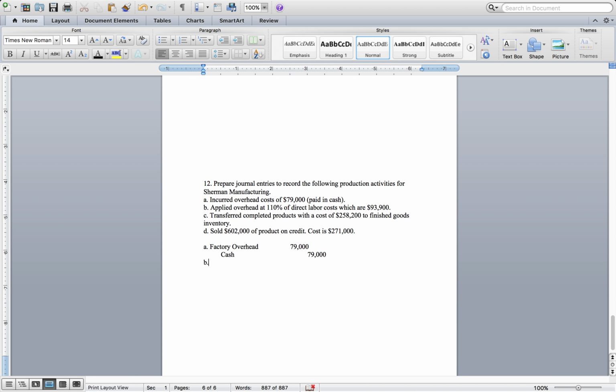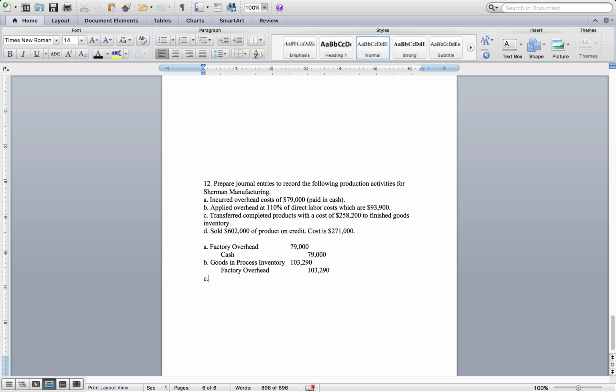Now, so applied overhead at 110% direct labor cost, which is $93,900. So we take $93,900 multiplied by 1.1. So we're going to debit goods in process inventory. Okay, and again, take the $93,900 times 1.1. That'll be $103,290. And when credit, what comes out of? Factory overhead. Same amount, $103,290.